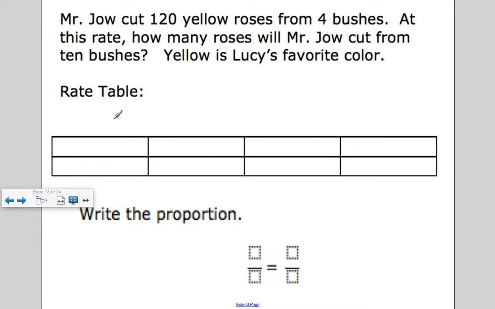Yellow is Lucy Liu's favorite color. It's from the TV show Encyclopedia.